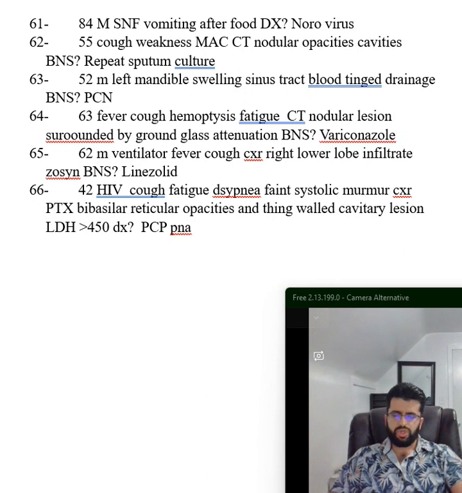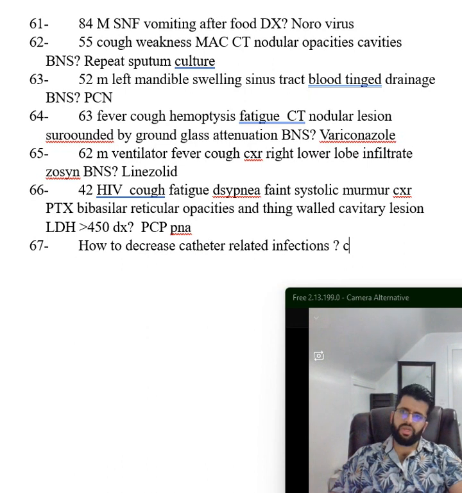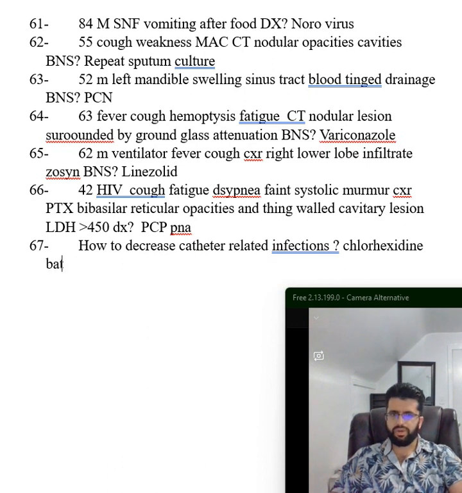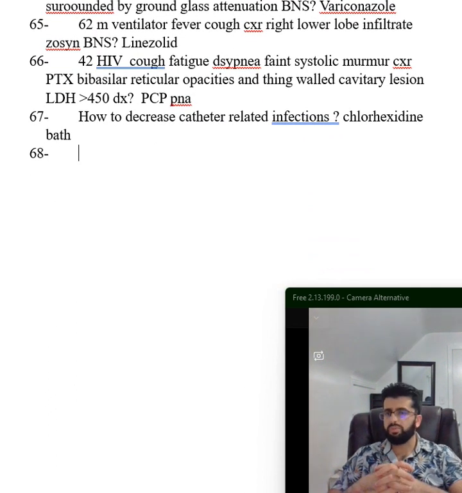Now this is the patient that they were asking you. How do you decrease catheter-related infection? This is basically how to decrease catheter-related infections, and the answer is chlorhexidine bath. Okay, because they want you to know how to prevent this, something preventable.